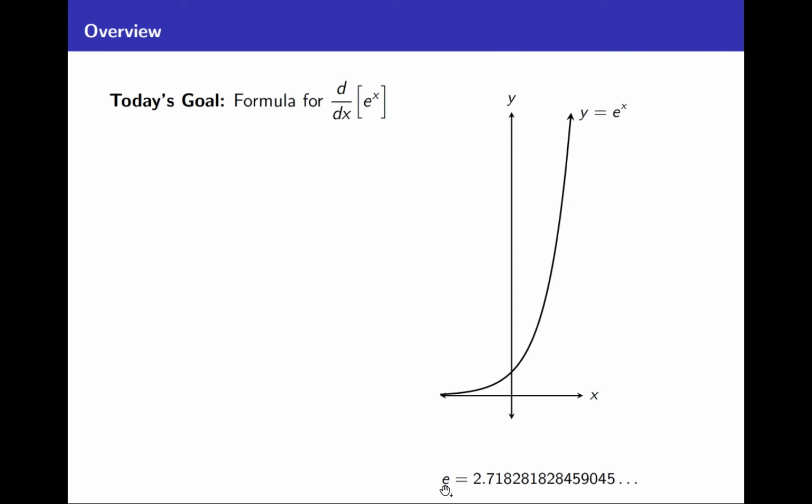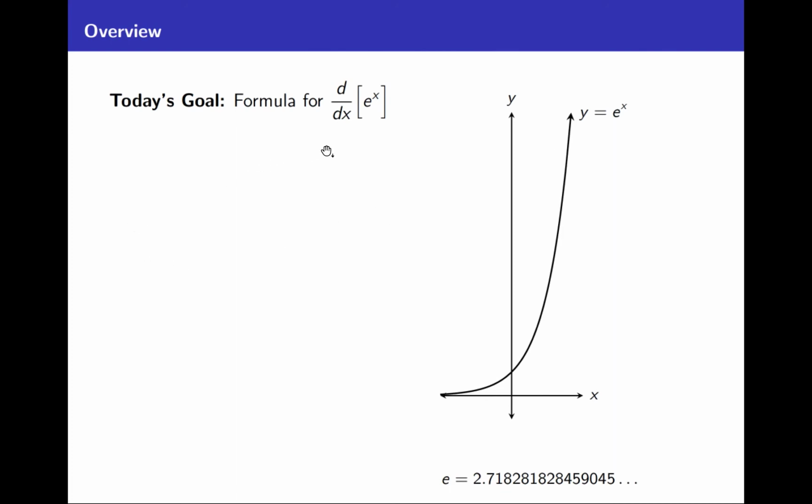You'll recall that e is an irrational number approximately equal to 2.718281828, and the function e to the x is called the natural exponential function, and it's graphed here. Like any exponential function, it passes through the y-intercept of 1. Here's the point (0, 1) right there. And like any exponential function with base bigger than 1, it gets large rather rapidly, as you see here.